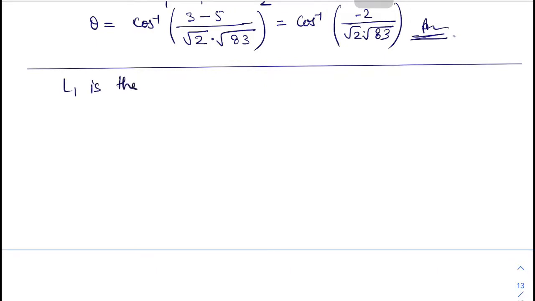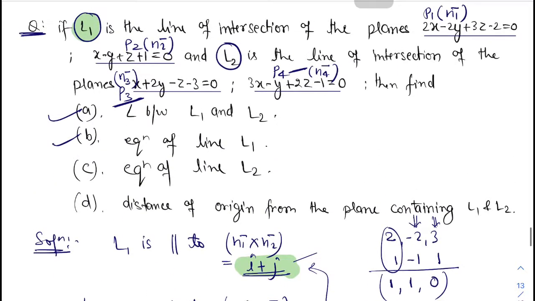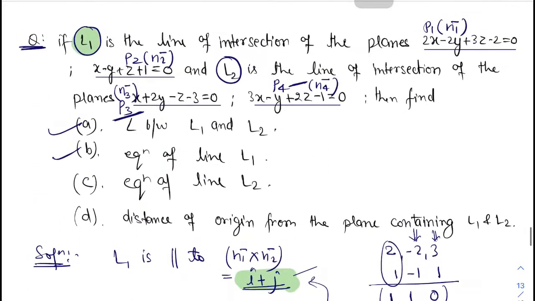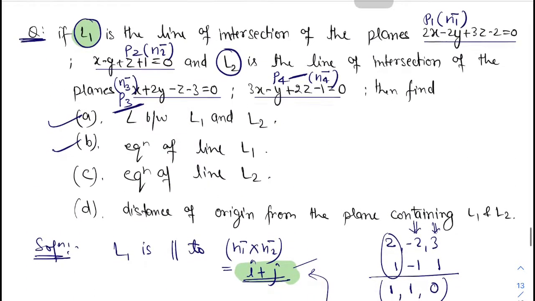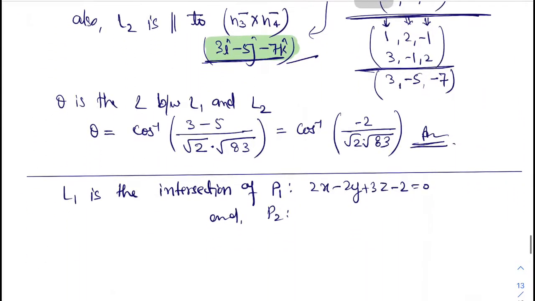L1 is the intersection of P1, which was 2x minus 2y plus 3z minus 2 equal to 0, and P2, which was x minus y plus z plus 1 equal to 0.